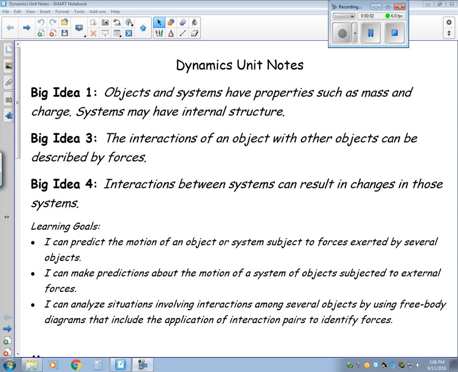Alright, this is our dynamics unit. In this one we've got three big ideas. First one is that objects and systems have properties like mass and charge, and that a system has internal structure. The next one is that the interactions of an object with other objects can be described by forces. And then finally the big idea number 4 is that the interactions between systems can result in changes to those systems.